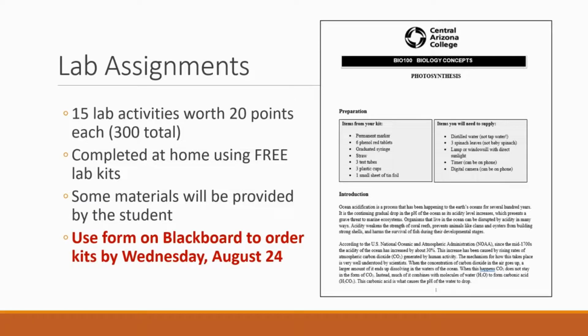Now, for the lab kits, for the items that you don't have to provide, you are going to be ordering those not through the CAC bookstore, but by using a form on Blackboard that has been linked in the Start Here folder. And I'll point that out to you when I go over Blackboard and do our Blackboard tour at the end of this video. You will need to fill out that form on Blackboard to order your kit, and it will be shipped to you by our science department, not from the CAC bookstore. That's why we have a separate form for it.